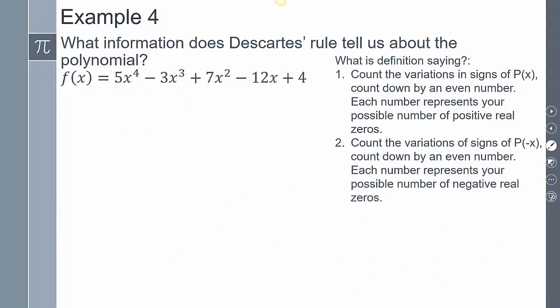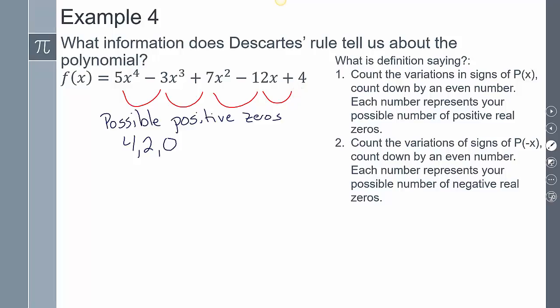Next example. First thing, count the number of variations in sign. So positive to negative, negative to positive, positive to negative, negative to positive. So there are 4 variations in sign. Now I need to count down by an even integer. So 4 minus 2 is 2, and 2 minus 2 is 0. So there's a chance it's 4 positive zeros, or 2 positive zeros, or there aren't any positive zeros at all.